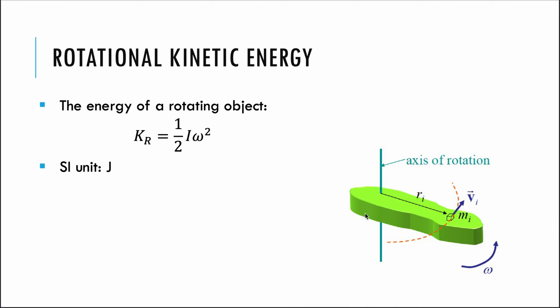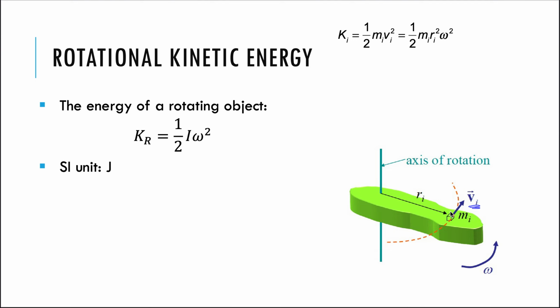It comes from breaking up a rotating object into a bunch of little mass elements m_i. These little mass elements have a linear speed v_i. We can look at the kinetic energy of one of these little mass elements. It's going to be 1/2 mv squared. This is the regular linear kinetic energy. We can substitute r omega for v_i to get this expression.